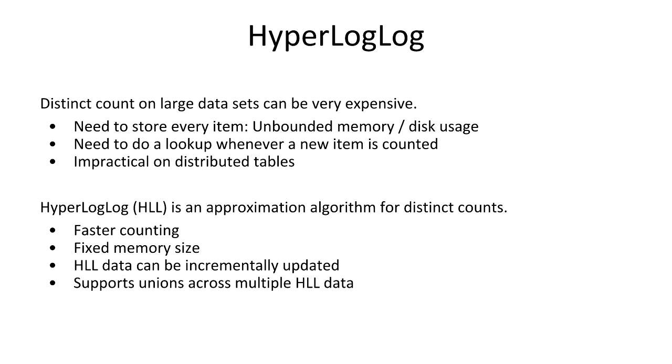So HyperLogLog approximates distinct counts. It doesn't actually give you an accurate result, but it's pretty close. And what this lets you do is count faster. Not a lot faster, but a bit faster usually, depending on the implementation. But mostly it has a fixed memory size, so there's a predetermined amount of memory that the HLL data structure will take up. And the HLL data structure can be incrementally updated with new items.